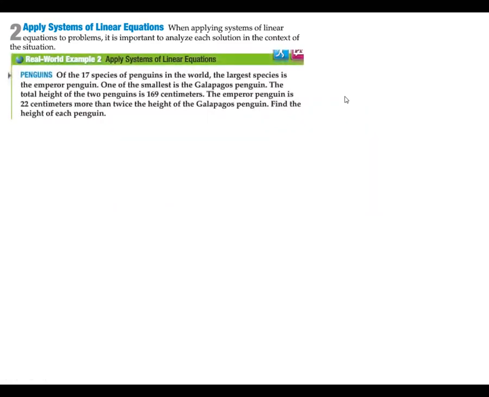So, of the 17 species of penguins in the world, the largest species is the emperor penguin. One of the smallest is the Galapagos penguin. The total height of the two penguins is 169 centimeters. The emperor penguin is 22 centimeters more than twice the height of the Galapagos penguin. Find the height of each penguin.